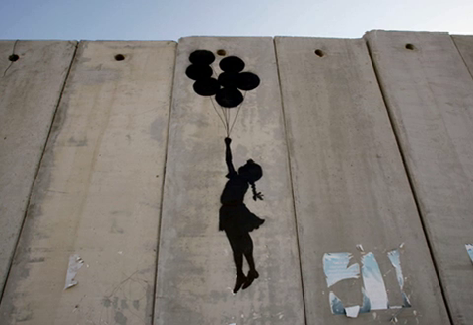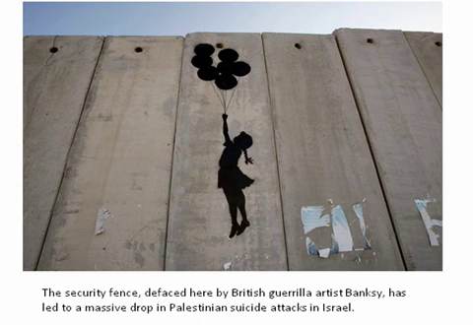What's this picture of? It's the Israeli separation barrier in the West Bank, and the picture of the girl being carried away by balloons was done by the British guerrilla artist Banksy. Again, consider these two 100% accurate captions, and see how your reaction to the photograph, the same photograph, might change.